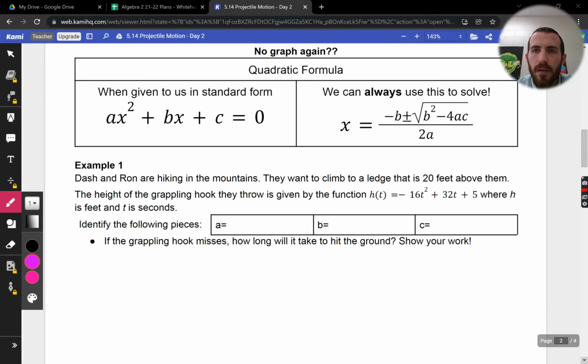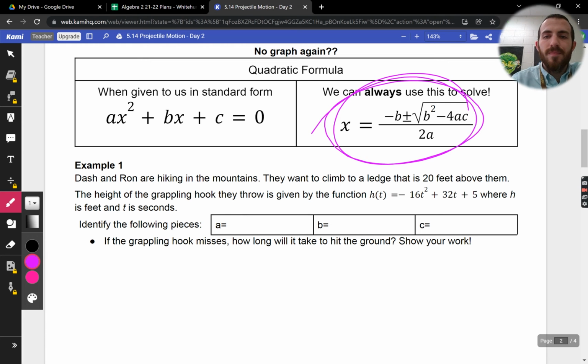To find where our graph crosses the x-axis, or to find when the ball or the item hits the ground, we want to know when the height is 0. In order to do that, we are going to use the quadratic formula. This will work every time, all the time, every day. So in order to use this formula, we first have to identify A, B, and C.